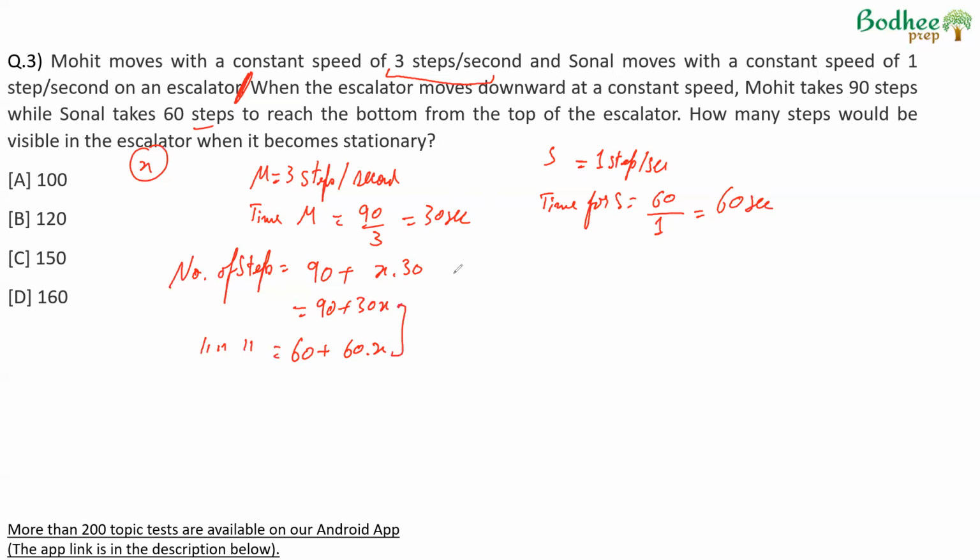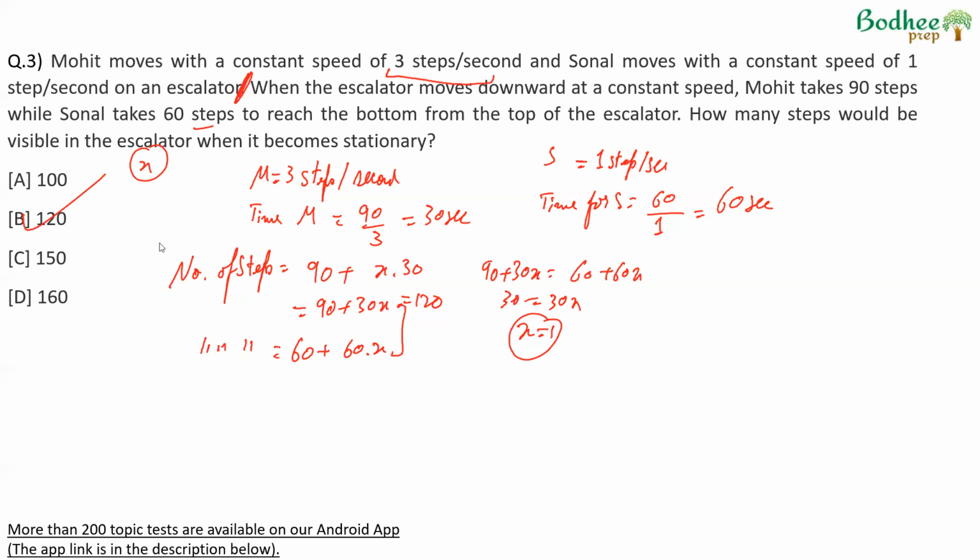The number of steps has to be the same for both cases. So 90 plus 30x is equal to 60 plus 60x. 30 is equal to 30x, x is equal to 1. Substituting the value here, the number of steps comes out to 120. Option B.